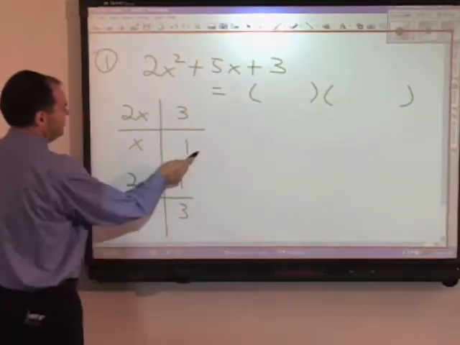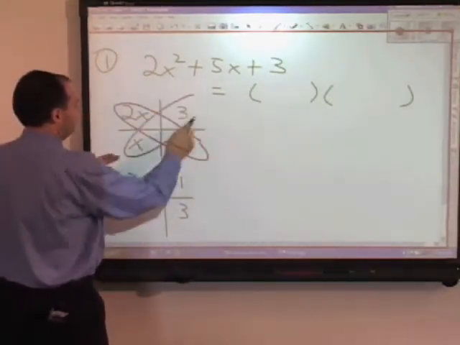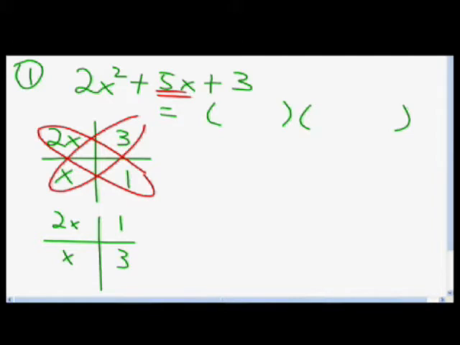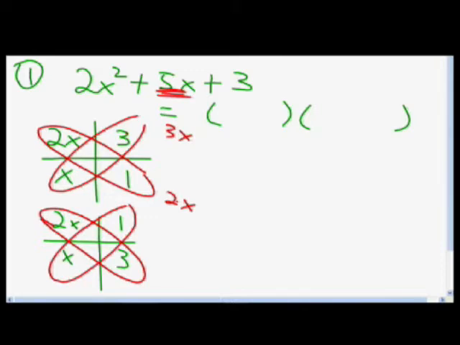Now, what we need to do, of course, is make sure that our cross products will multiply and combine to give us 5x. Our first option, this multiplied by 1 is 2x. This is 3x. And the combination of these two is 5x. This appears to be the right combination. You'll notice that in our second option, the cross product of 6x and the cross product of 1x would give us a combined middle term of 7x, which is not going to work. So therefore, it's our first option that's going to satisfy our factors being specifically 2x plus 3, and our second factor being x plus 1.